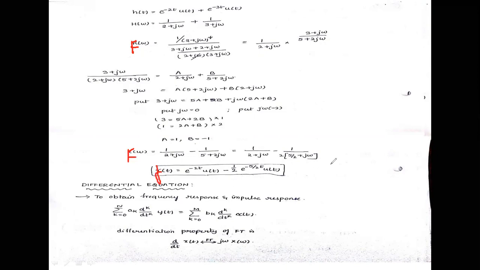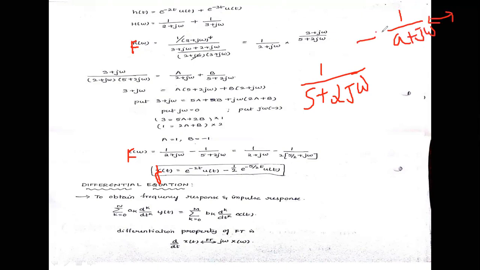The excitation produced due to the output of R of omega, f of t is equal to 1 by 2 plus j omega, e power minus 2t mu of t, and here there is a 1 by 2. Why is it 1 by 2? Actually we only have to take a plus j omega. See here, 1 by 5 plus 2 j omega. There is no direct inverse Fourier transformation. Take the 2 as common here, because 1 by a plus j omega is what we know as the Fourier transformation of e power minus at mu of t.